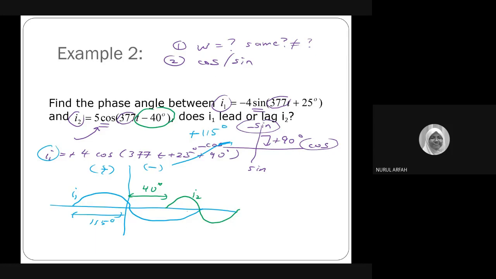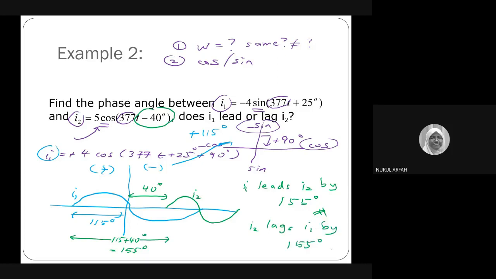And from here, if you look at here, which one is actually leading? Is it I1 or I2? I1. So we say that I1 leads I2 by how many degrees? If you look from here up until here, 115 plus 40 equal to? 155. Yeah, very good. So by 155 degree. Okay, so this is the answer. Or you can also say I2 lags I1 by 155 degree.